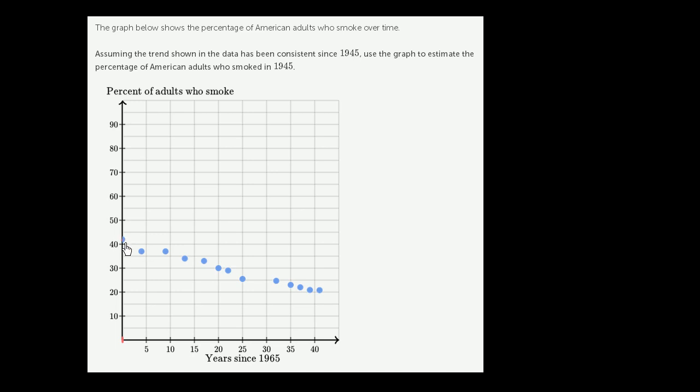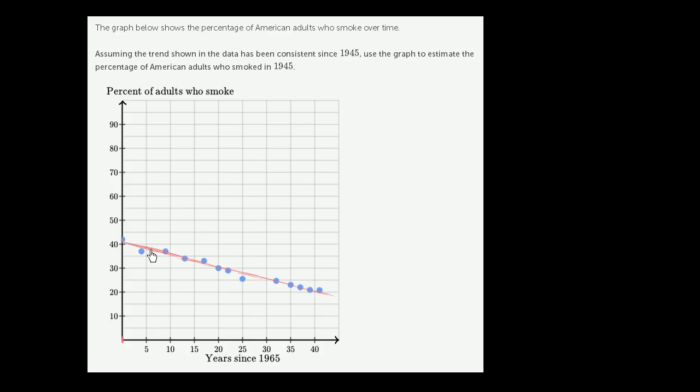So let me try to do that. I'm just going to eyeball it and try to fit a line to this data. So our line might look something like that. It looks like a pretty strong negative linear relationship. When I say it's a negative linear relationship, we see that as time increases, the percentage of smokers in the US is decreasing. So that's what makes it a negative relationship.